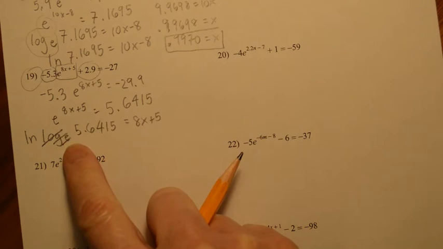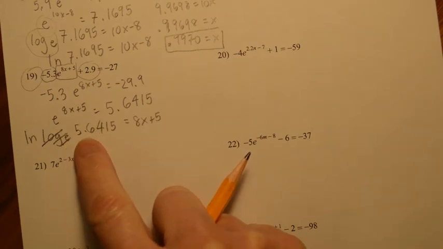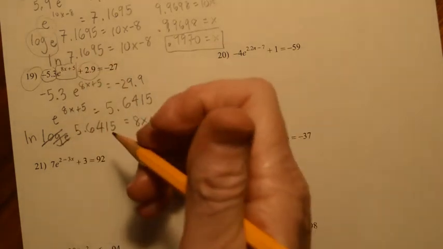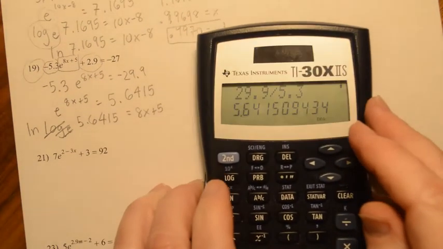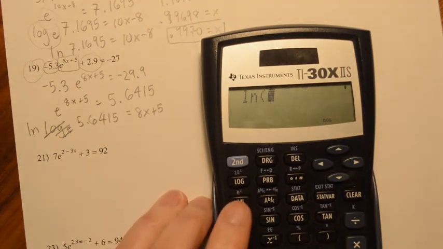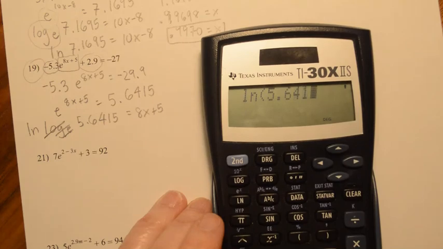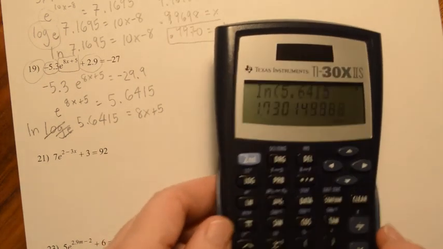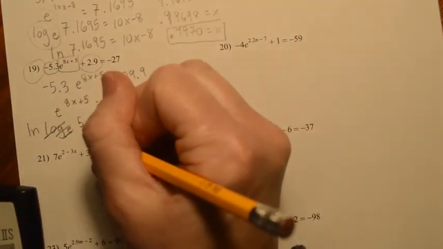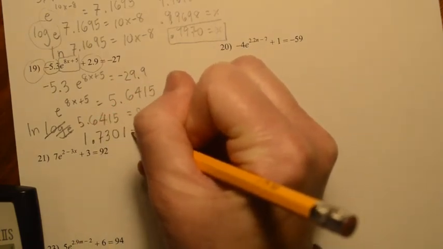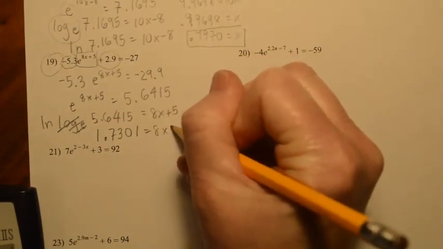This one, if I take 2.7 to the first, I get 2.7. If I take it to the second, we know that's way too high because last time it was about 7.29. So when we do this, we should expect something between 1 and 2. So natural log of 5.6415. Yep, we got 1.7301 equals 8x plus 5.